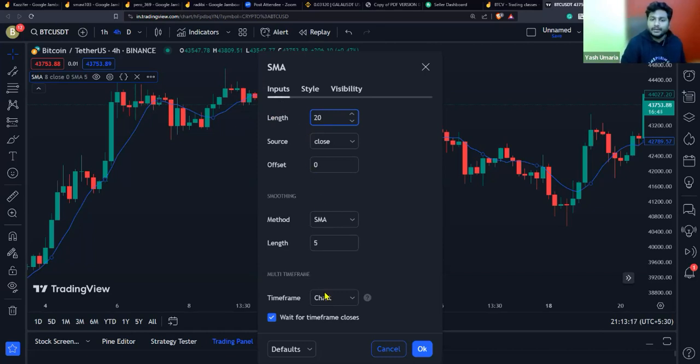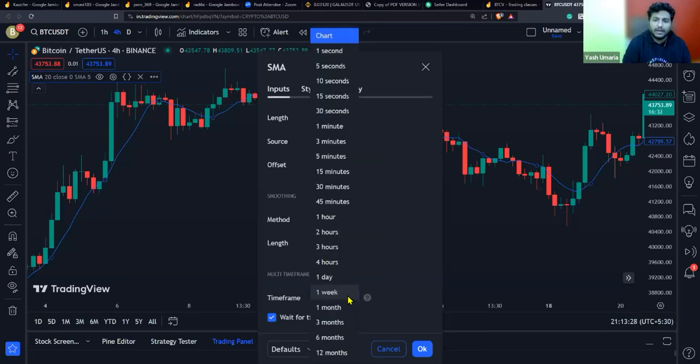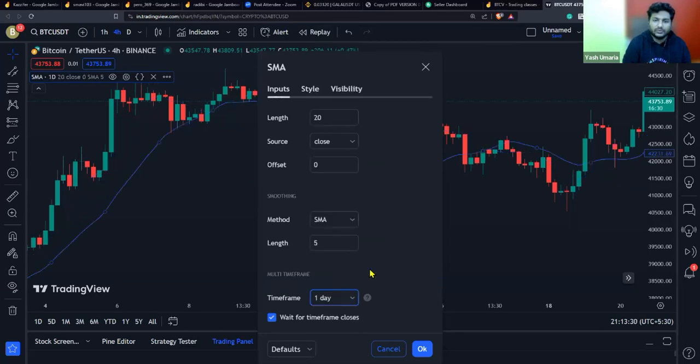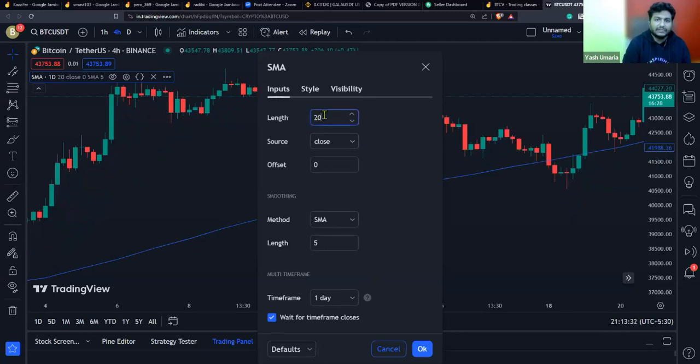And of course, the time frame, time interval, same thing. You can call it time frame, you can call it time interval, it doesn't matter. It says chart. Now I need 1 day, so I will just choose 1 day. So length I have changed to 20, time frame I have changed to 1 day.